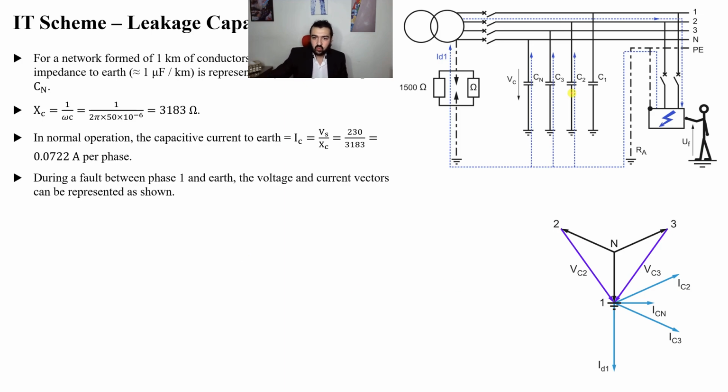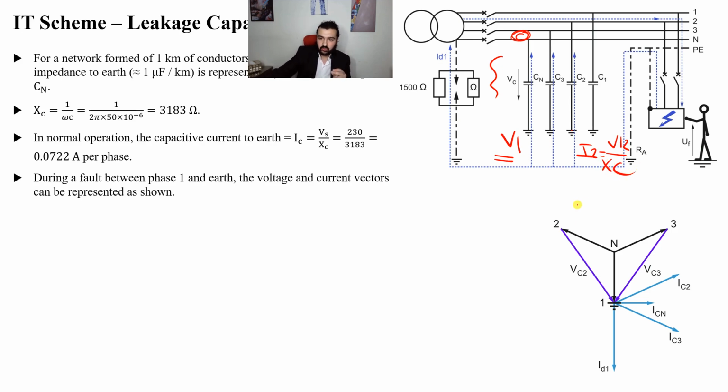Great. Now, what about the currents? What about this one? V1 minus 0. So the voltage on it is just V1. Great. Now, what about the current I2 here? It will be, this is V12 divided by XC.